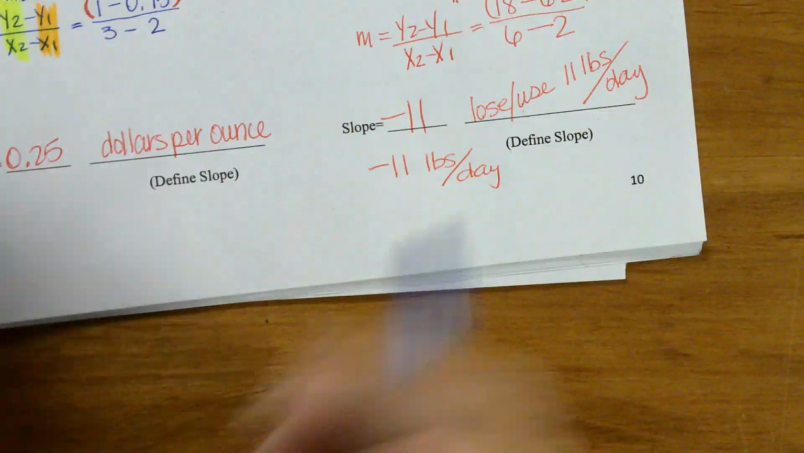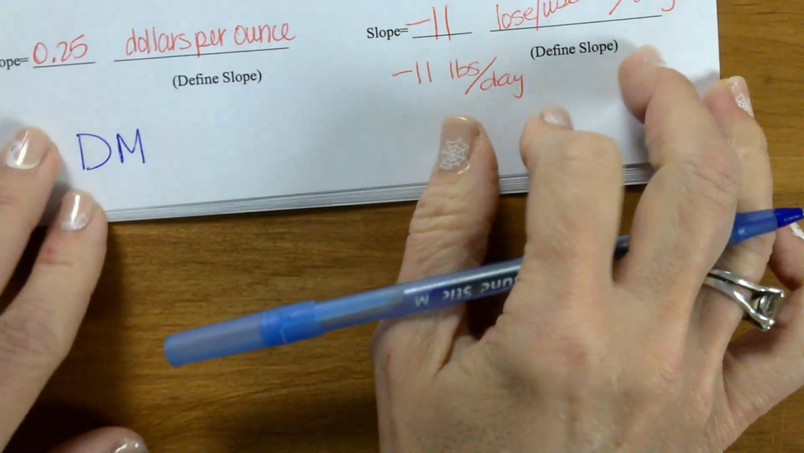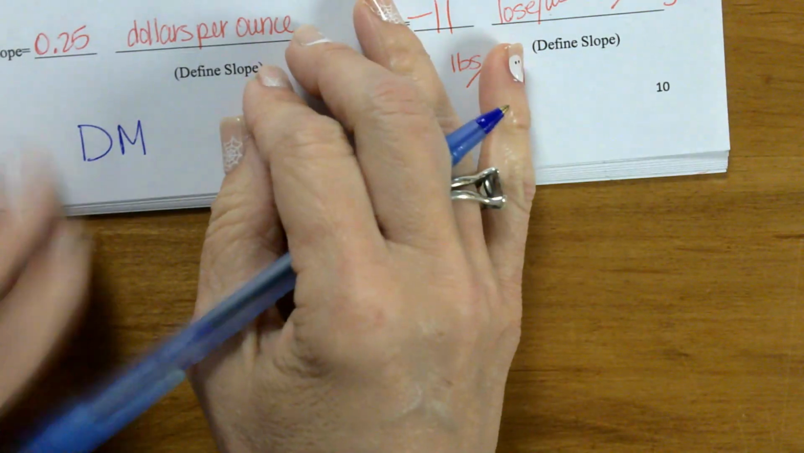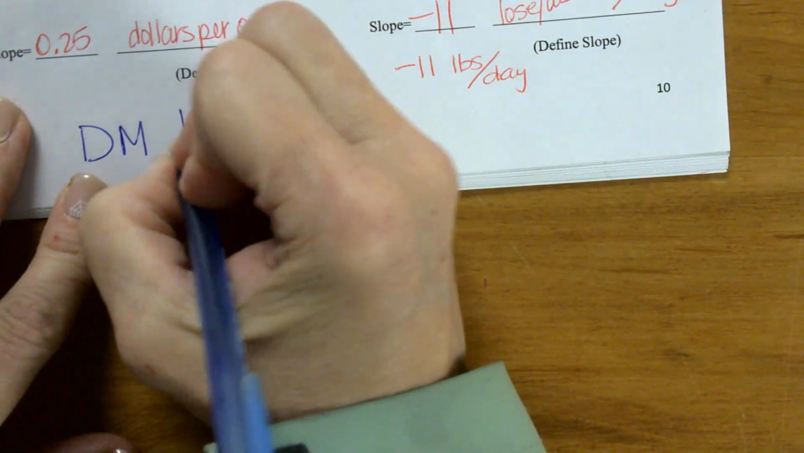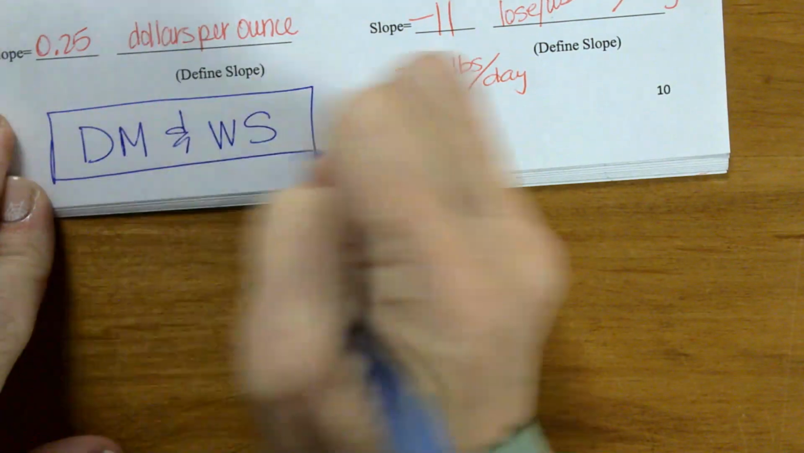Okay, so your homework. I'm going to get a Delta Math ready. I have to double check some settings, and then I'm going to make it live. So you have Delta Math and you have a worksheet. Okay.